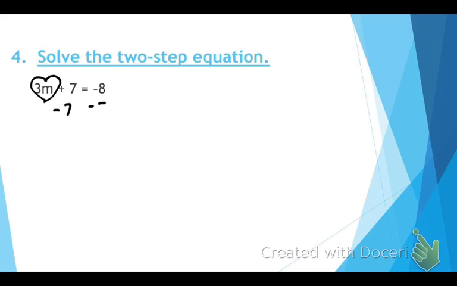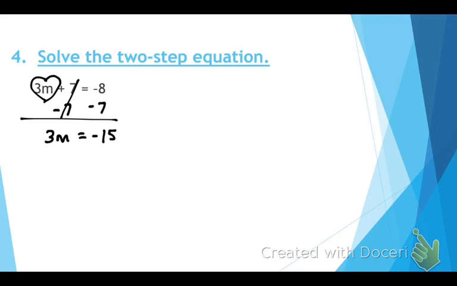Subtract by 7. In this, many people have forgotten our rule of adding and subtracting integers. Same sign, what do I do? Add and keep, different sign, subtract and take. Do I have the same sign or a different sign? Same sign. Add the numbers, keep the sign. What do you get? Negative 15.